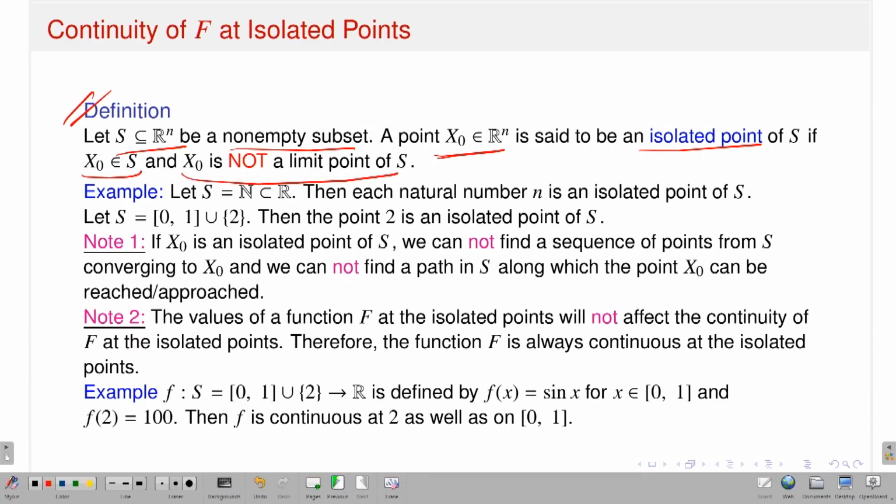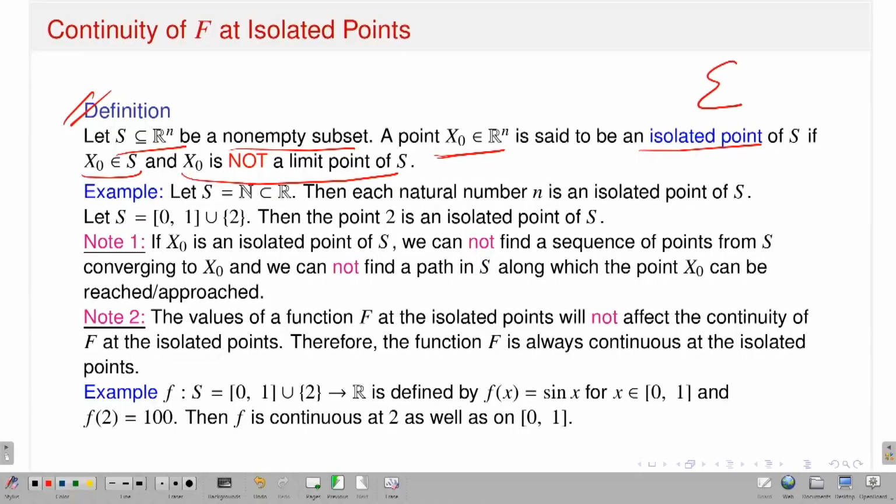Now, if you remember, what is the definition of a limit point of S? I have a point and I have a set. I will say that the point is a limit point if any neighborhood of x naught should contain a point of S except the point x naught. That is very important. So I have a set S and a point x naught. It is a limit point if, whatever neighborhood I take around x naught, except the point x naught itself, there exists another point from the set S. This is a limit point.